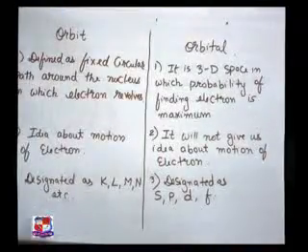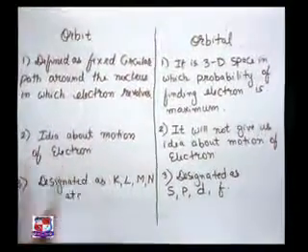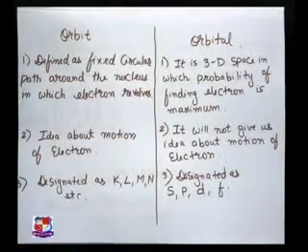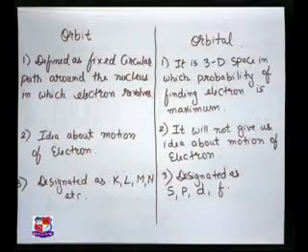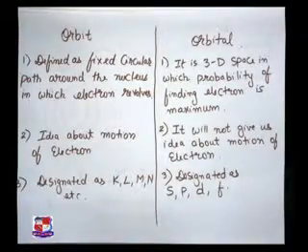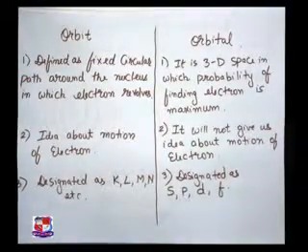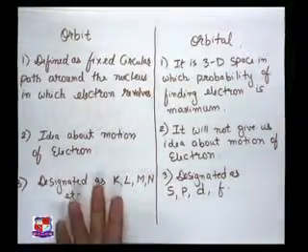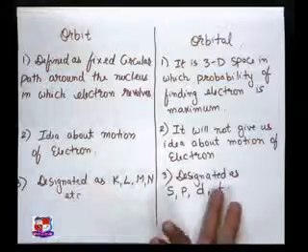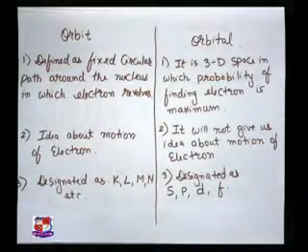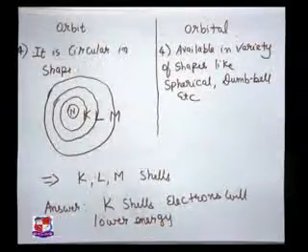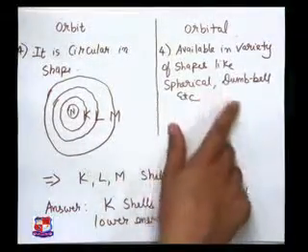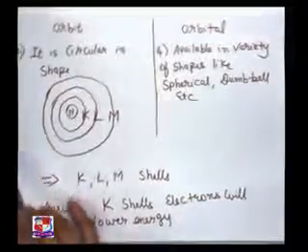Then the next thing we have seen is the difference between orbit and orbital. That was a brief thing: an orbit is a fixed circular path around the nucleus in which the electron revolves, and an orbital is a 3-dimensional space in which the probability of finding the electron is maximum. You can designate them as K shell, then here you can designate s, p, d and f. That we have seen in short detail. You can see here it is circular in shape, it is available in various shapes, spherical, dumbbell, those are the things that we have discussed.